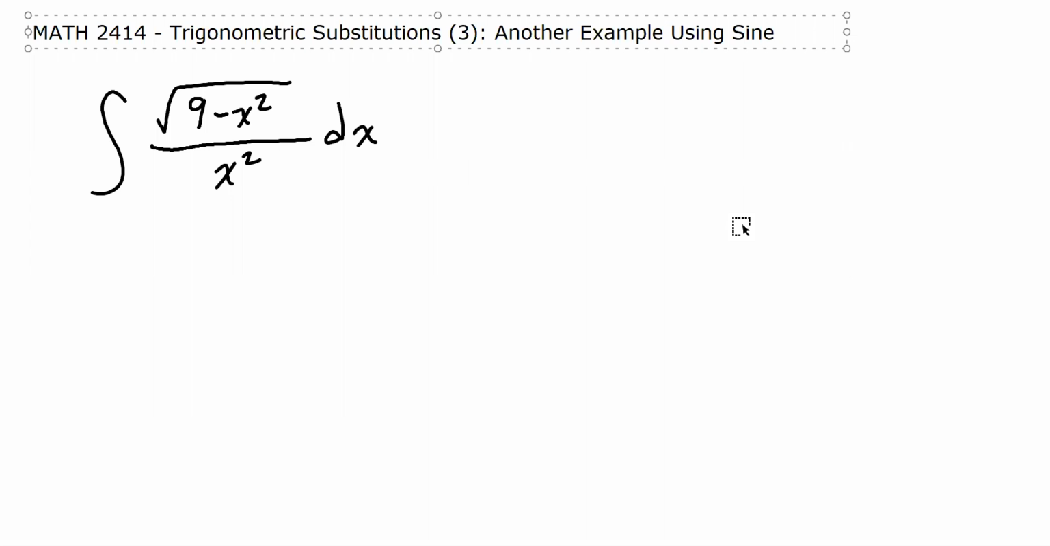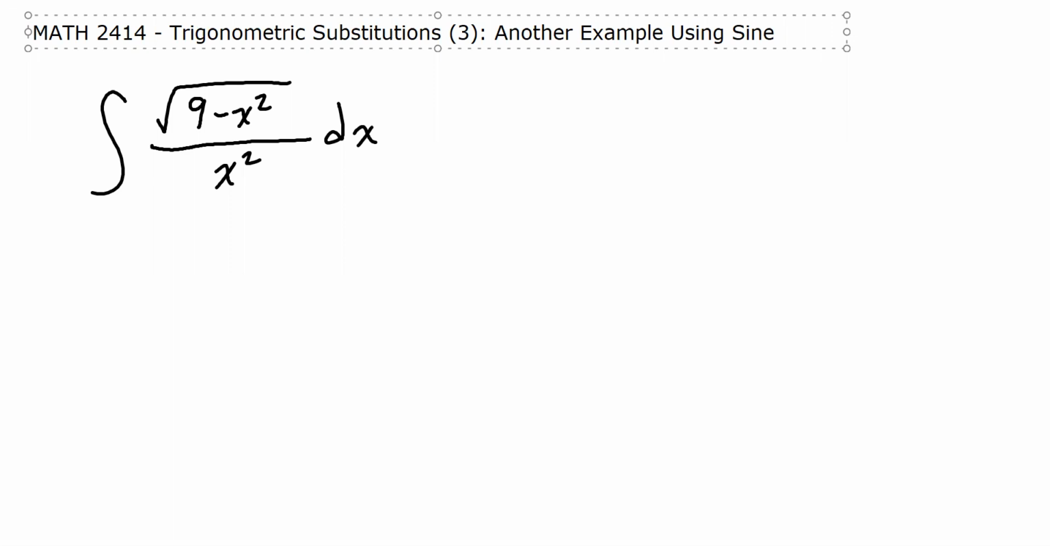Math 2414, Trigonometric Substitutions, Video 3, another example using sine. Let's work one more example and remember the motivation for our trig substitution, and then we will categorize this. In other words, in the next video, we'll say, when you see this, this is the substitution. All right, so we're going to integrate the square root of 9 minus x squared over x squared dx.